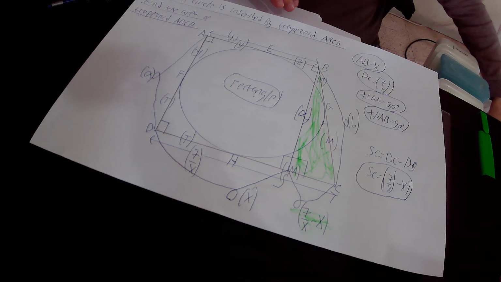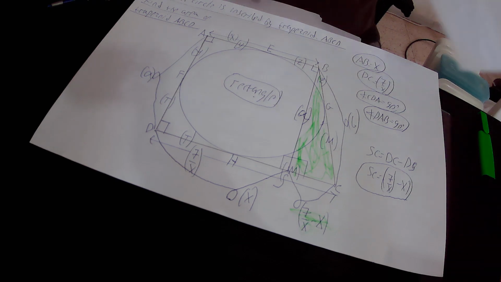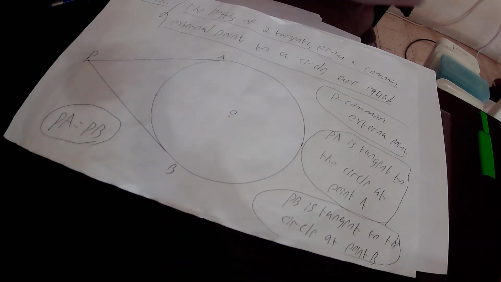So here we can implement rule 2. According to rule 2, the lengths of two tangents from a common external point to a circle are equal. Here in the drawing we have a circle, and this is the common external point, point P. From point P, we have two tangents to this circle: tangent PA and tangent PB, and according to rule 2, they are equal to each other. That is to say, PA equals PB. So whenever you draw two tangents to a circle from a common external point, the lengths of the two tangents must be equal to each other.